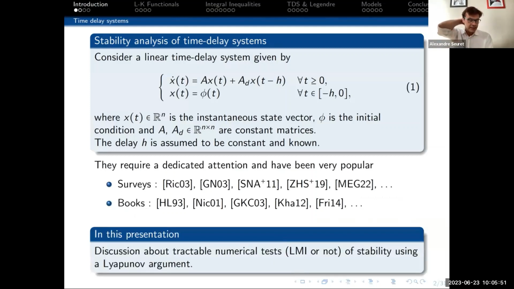So, as I said, this simple object has been the subject of much research, and you have many surveys and many books that are treating this problem. And in this presentation, I will mainly talk about two aspects. One issue is related to the Lyapunov argument, stability analysis using Lyapunov arguments, leading to LMI tests or tests that are not necessarily LMIs.